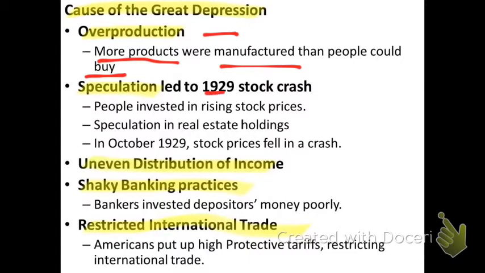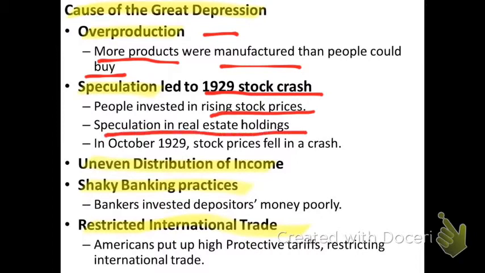Speculation. It is the speculation in the stock market in the 20s that led to the stock market crash in October of 29. And again, speculation is pretty simple. People invested in rising stock prices. Good idea. You want to buy stocks as low as possible, sell them as high as possible. So as prices were rising, more and more people started to invest because they saw other people they knew, friends, making money, so they wanted to get in on it, so they started buying more and more.